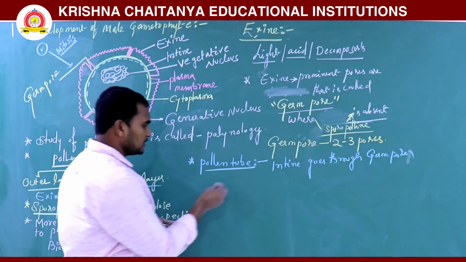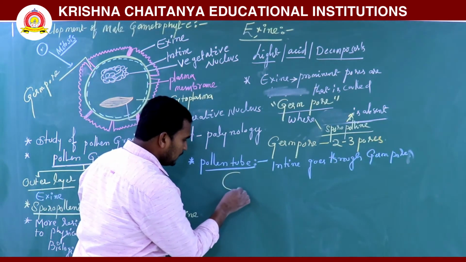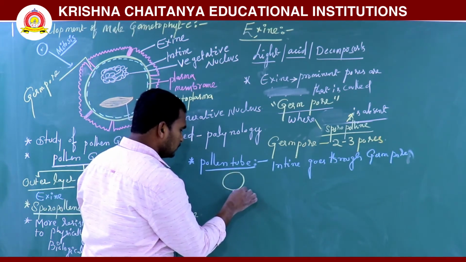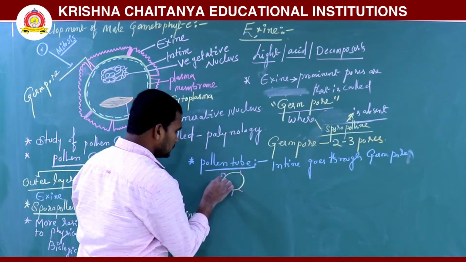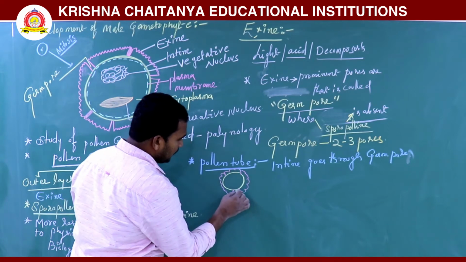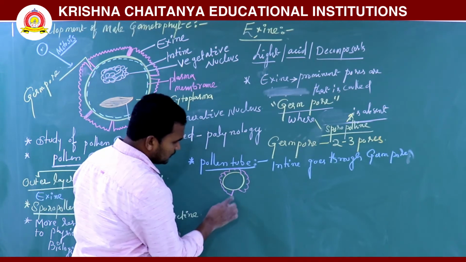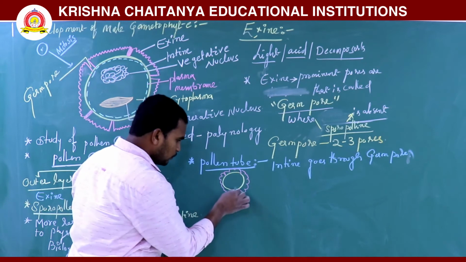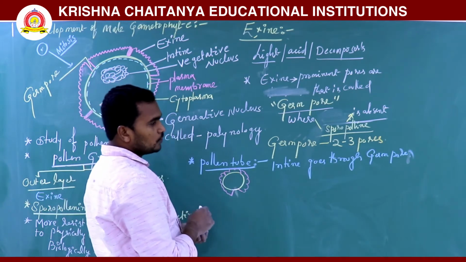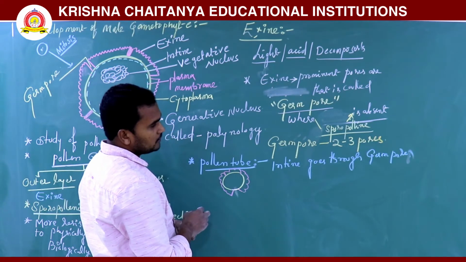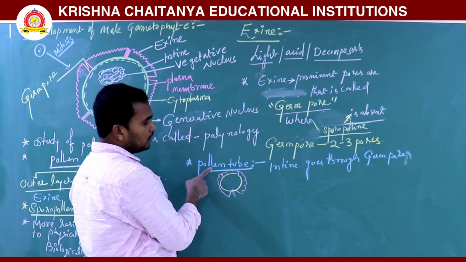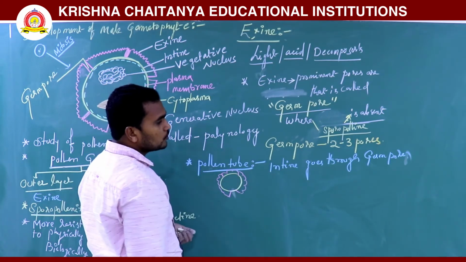For example, if this is the pollen grain, the outermost layer is the wall layer, the exine. If you take this as the pore, this inner wall, the intine, goes through, and the pollen tube will be germinated. How does the pollen tube germinate? It grows as the intine goes through.